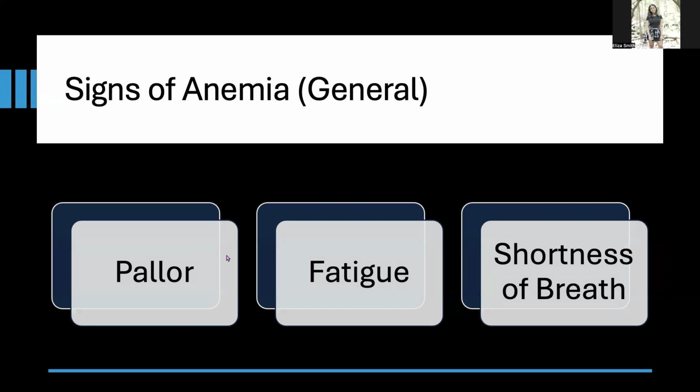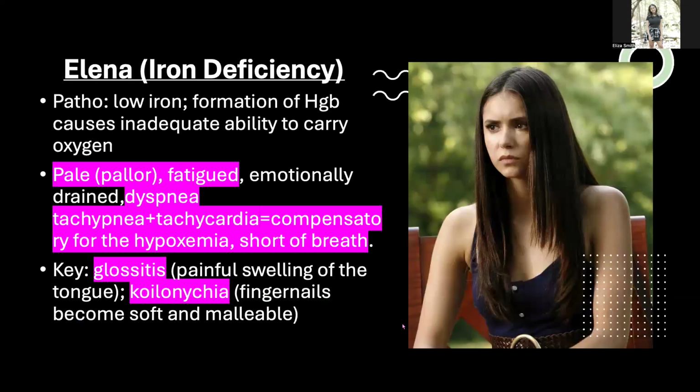So, starting with our first character and our first disorder, we have iron deficiency anemia, which is going to be characterized as Elena. So, why did we choose Elena for this? Elena is often portrayed as pale, fatigued, and emotionally drained, especially when she made the transition into a vampire. Iron deficiency can cause weakness, dizziness, and paleness, mirroring how Elena feels when she's struggling to adjust.